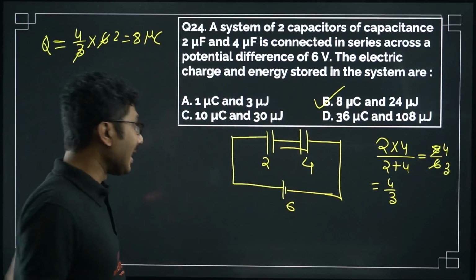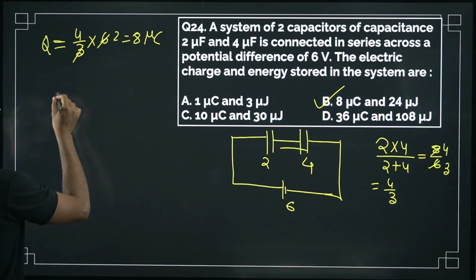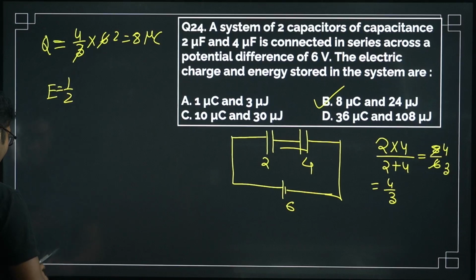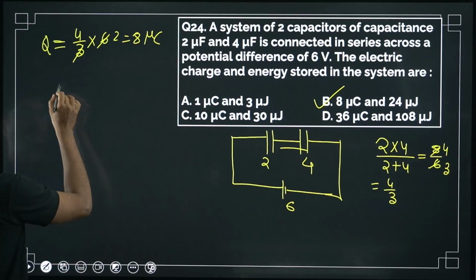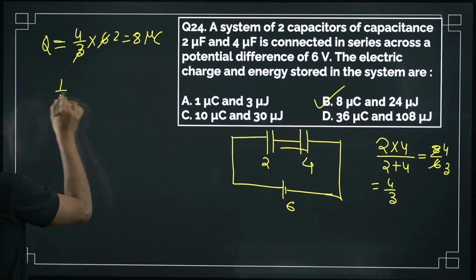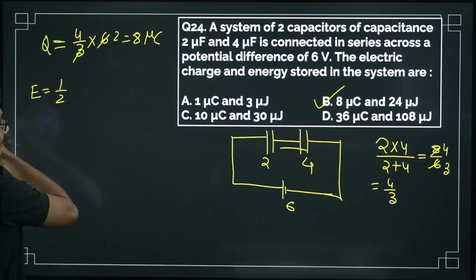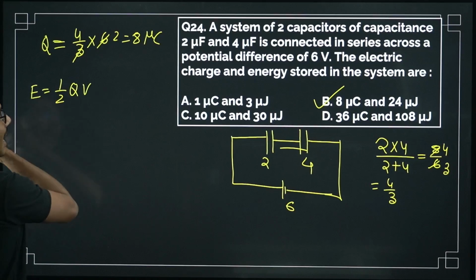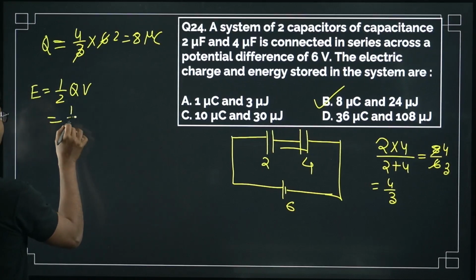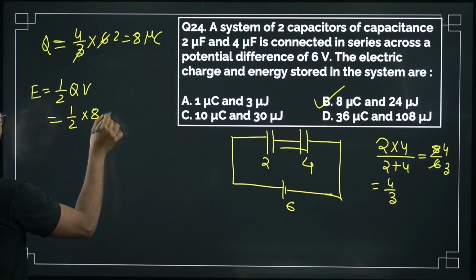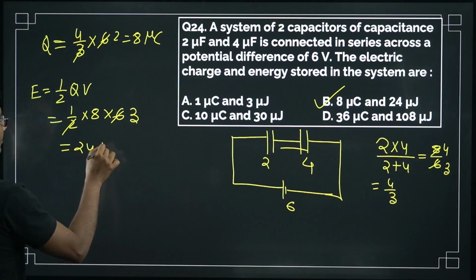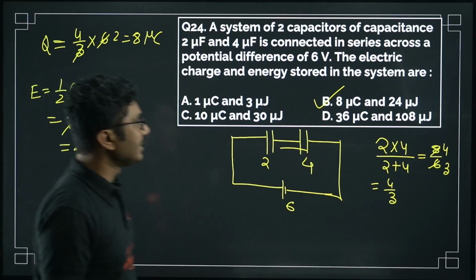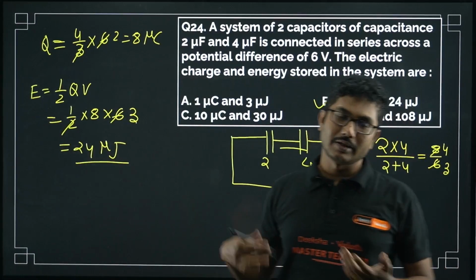So energy, anyway, how to calculate the energy? If you want to calculate the energy, it is basically half CV square. The CV square formula we already know, but in this case C is complicated, so we use half QV. So half into Q is 8, V is 6, so it will be 24 microjoules. Okay, so the energy is 24 microjoules.